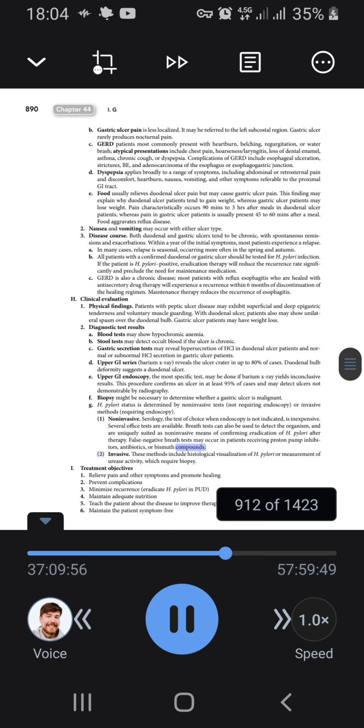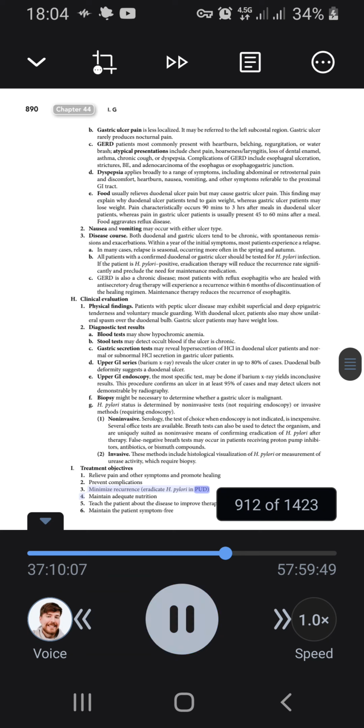2. Invasive. These methods include histological visualization of H. pylori or measurement of urease activity, which require biopsy. First, treatment objectives. 1. Relieve pain and other symptoms and promote healing. 2. Prevent complications. 3. Minimize recurrence. Eradicate H. pylori and PUD.